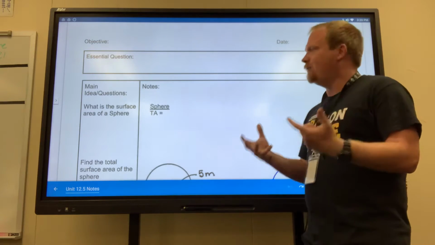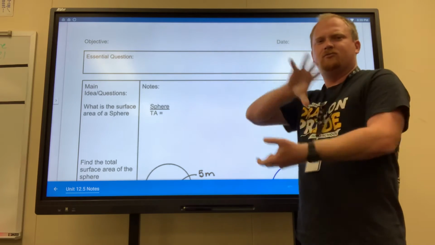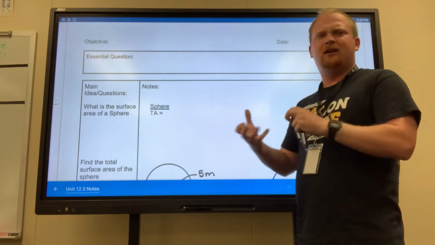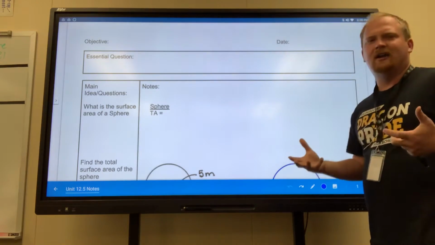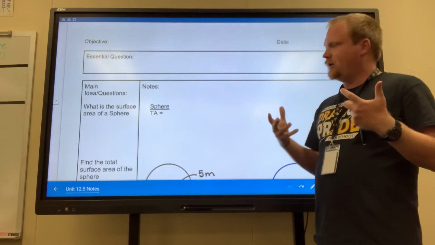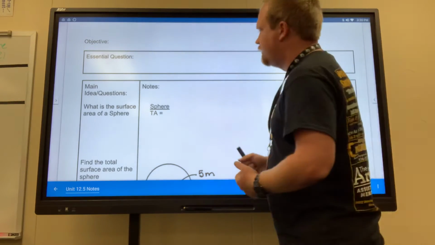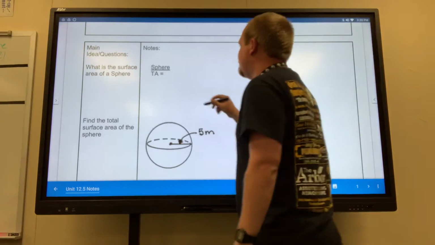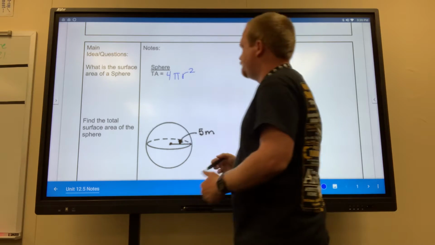Because really there's not really a lateral surface area, because it's just all the way around. There's not really any parts to it. So we're not going to be able to find lateral area. We're only going to be able to find total surface area. And the total surface area for a sphere is 4 pi r squared.